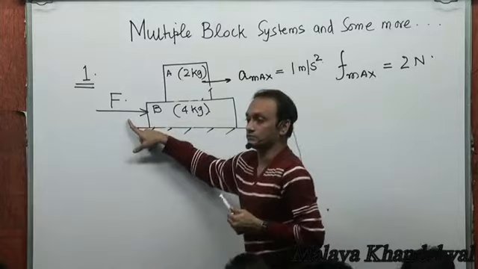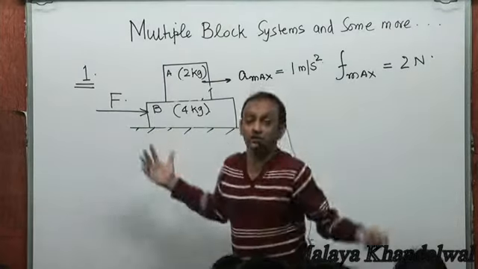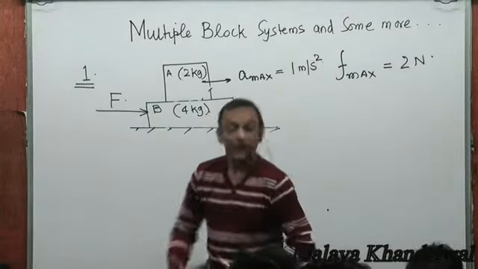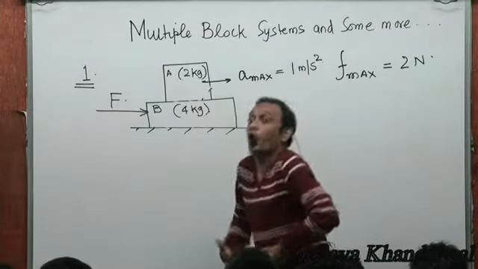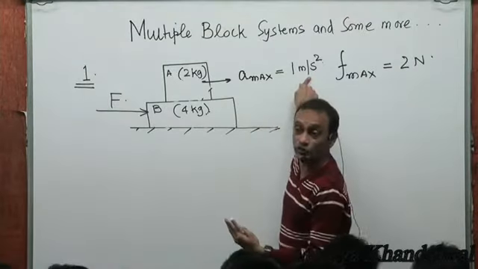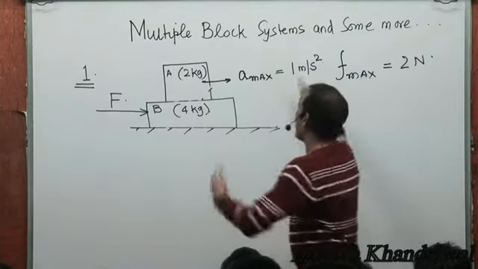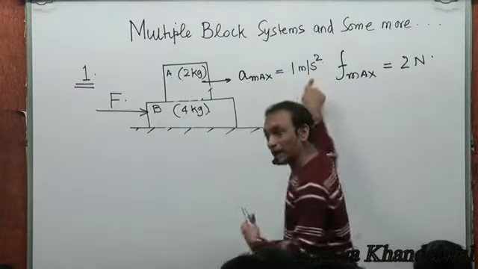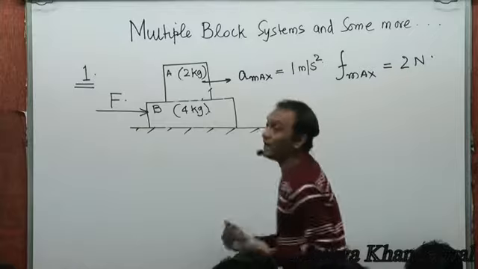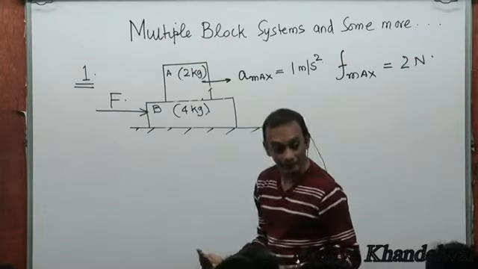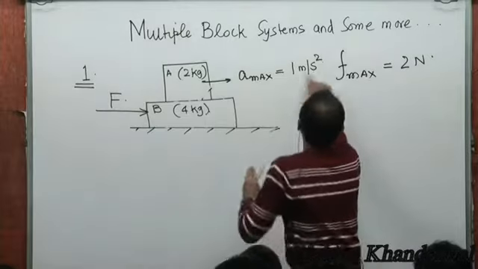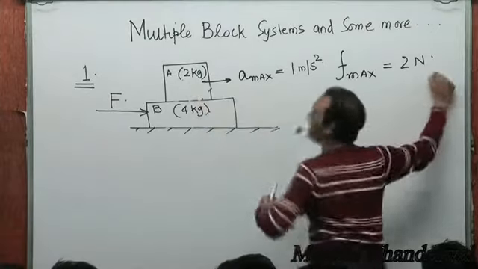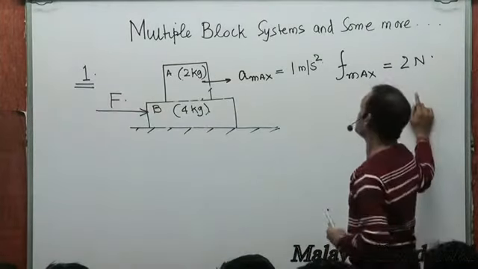As far as B is concerned, there is no limit to the maximum acceleration, because more the value of capital F, the greater will be the acceleration of the lower block B. And therefore, the maximum common acceleration is 1 meter per second squared, right? And when the common acceleration becomes 1 meter per second squared, the frictional force between B and A will become maximum static, that means 2 newtons. If the common acceleration is less than 1 meter per second squared, then the frictional force between B and A will be less than 2 newtons, right?